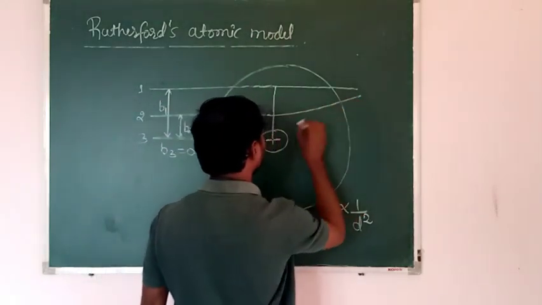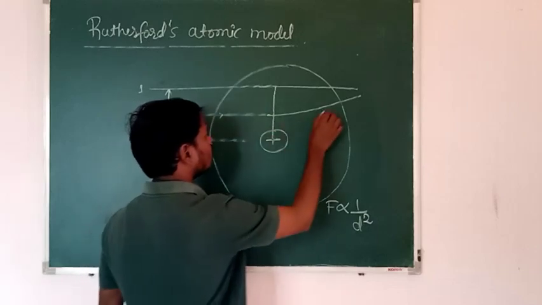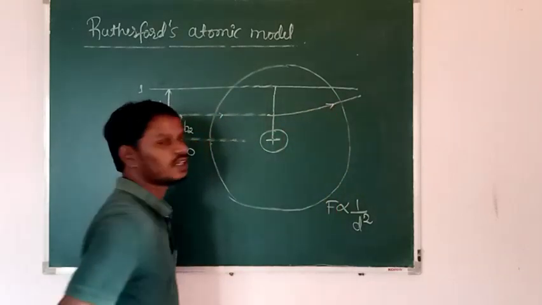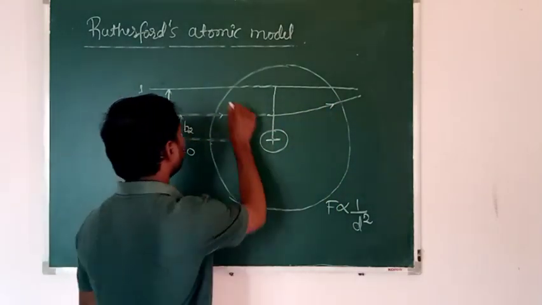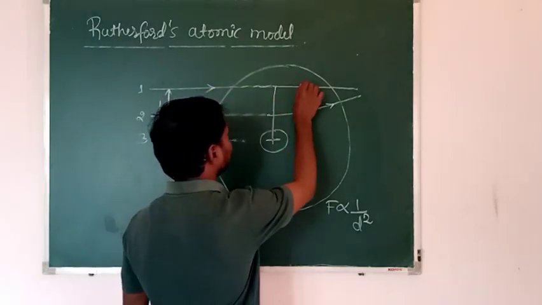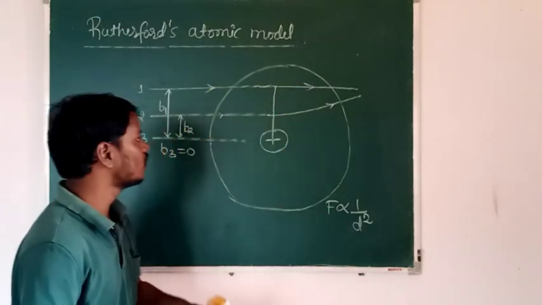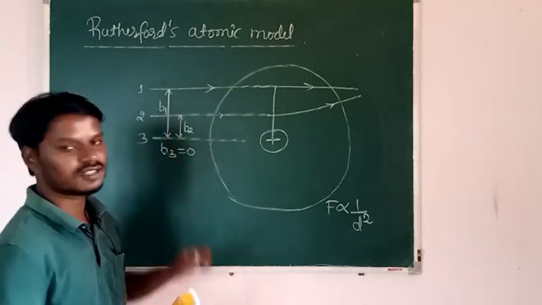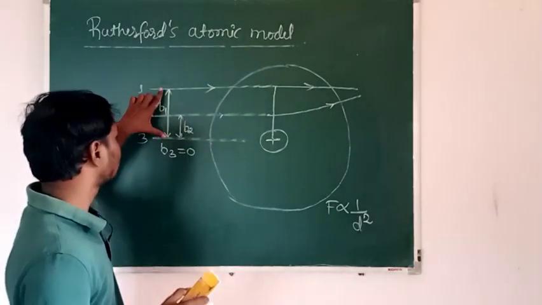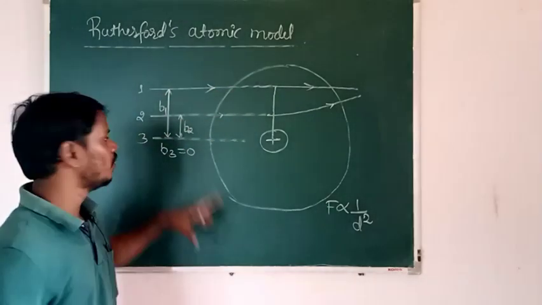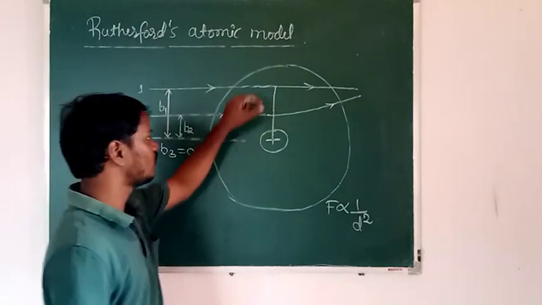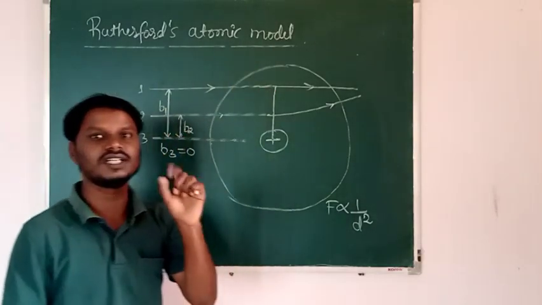This alpha particle will be scattered with some angle. There is a change in direction of the velocity of the alpha particle. And here there is no change in direction of the velocity of the alpha particle, because this alpha particle is at a large distance from the nucleus, meaning here the impact parameter is large. When the impact parameter is large, this alpha particle will experience a weak force.